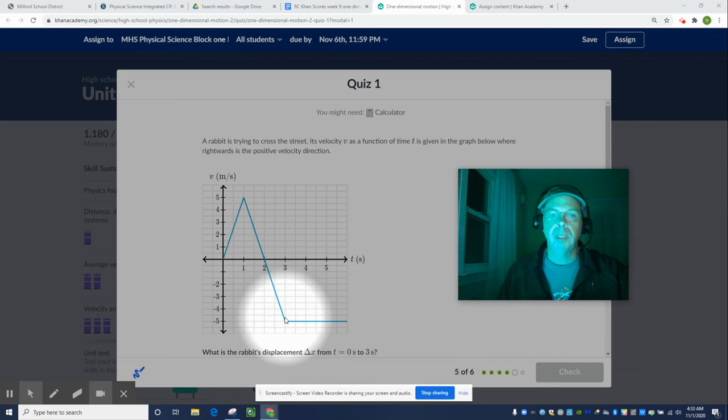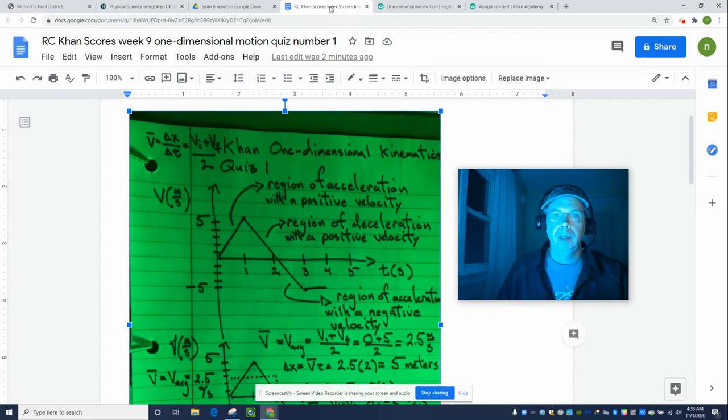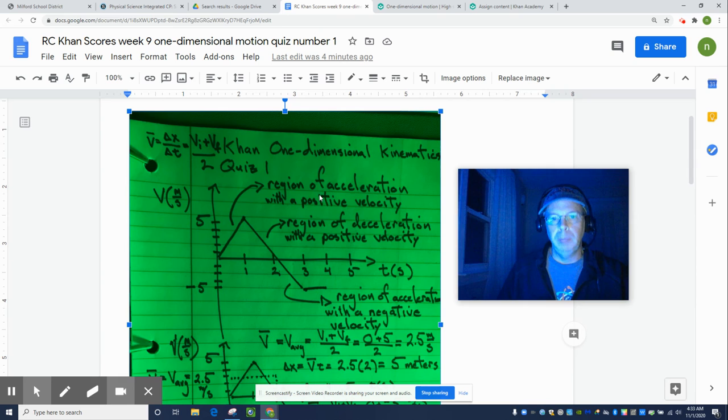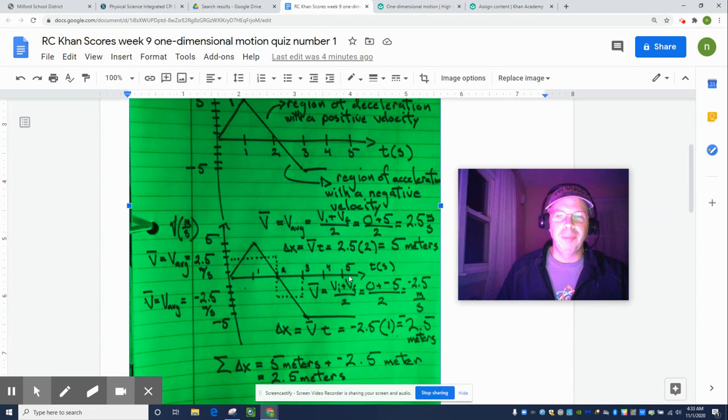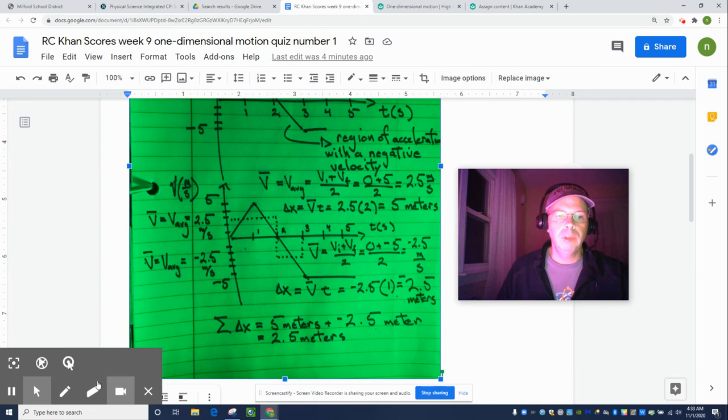Seems impossibly complicated, right? Well, there's a little trick. Rather than thinking of speeding up, slowing down, and then reversing, we're going to find the average velocity for these two different regions.